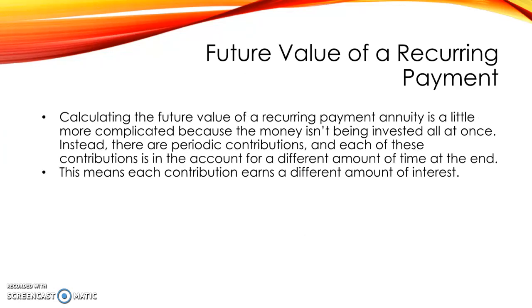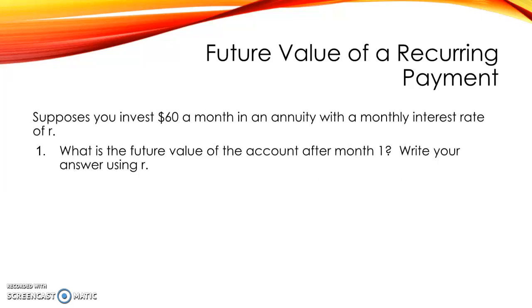All right, so that was, again, a single payment one. We've done those with the CD, so we're pretty comfortable with those. Calculating the future payment of one that is a recurring payment is a little bit more complicated because the money isn't being invested all at once. You're continually adding to it, and we call these periodic contributions. So let's examine this. Suppose we invest $60 a month in an annuity with an interest rate of R. What is the future value of the account after 1 month?